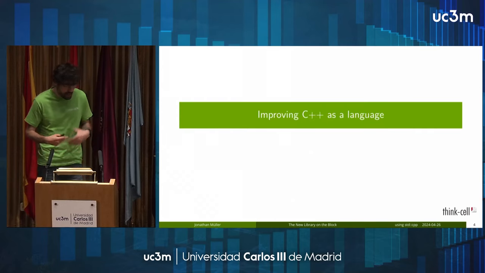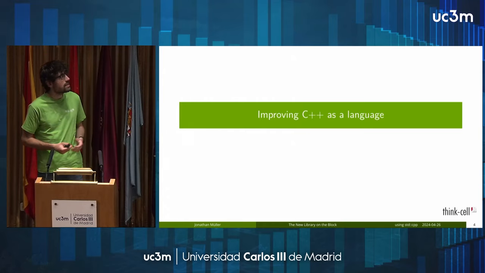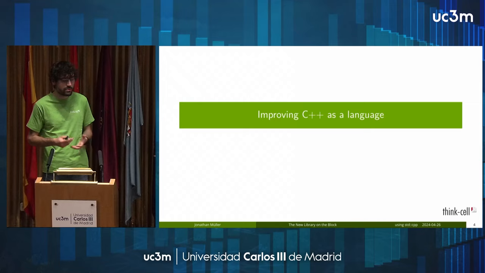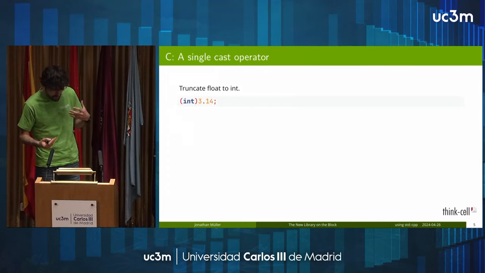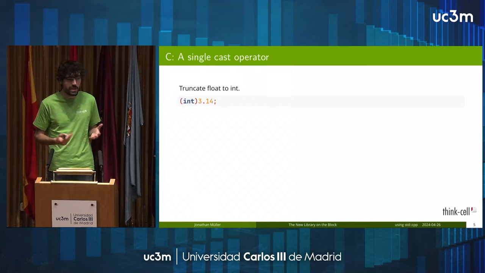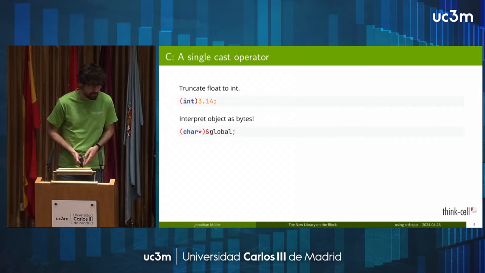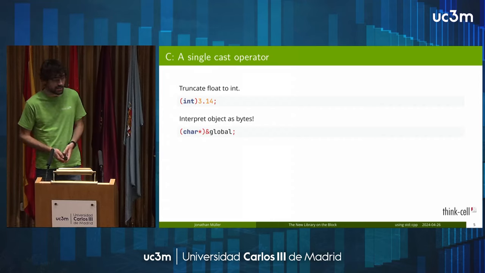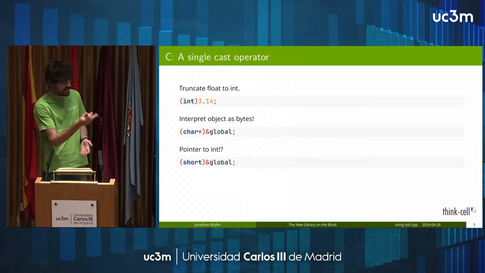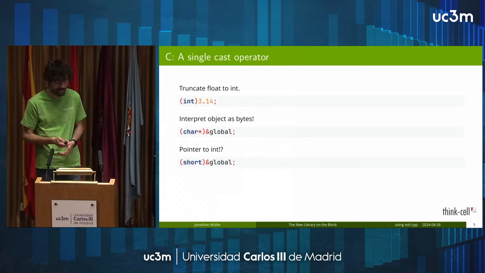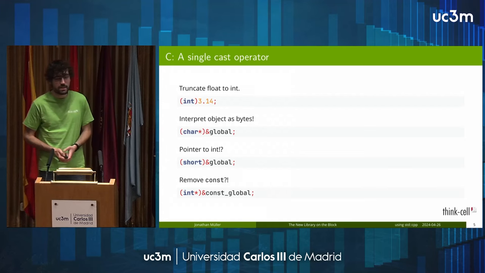The library consists of multiple parts. I'm going to begin with one part that is the foundation, which improves C++ as a language. So for example, we've got casts. In C, we had a single cast operator. This cast can be used to, for example, truncate a float to an int, or you can interpret an object as bytes, or you can convert a pointer to an int and even to a short int, which does extra loss of data for you. And we can even remove const. And all of this with a single cast operator.